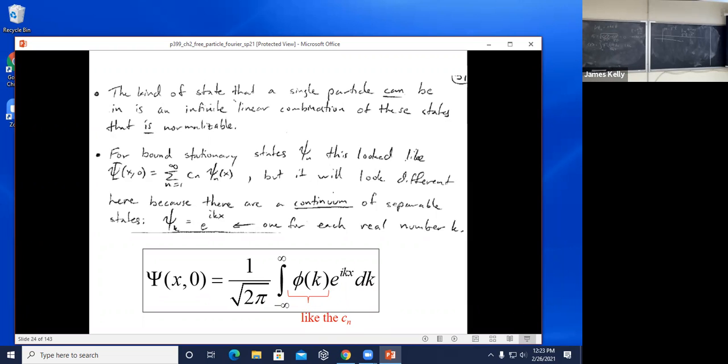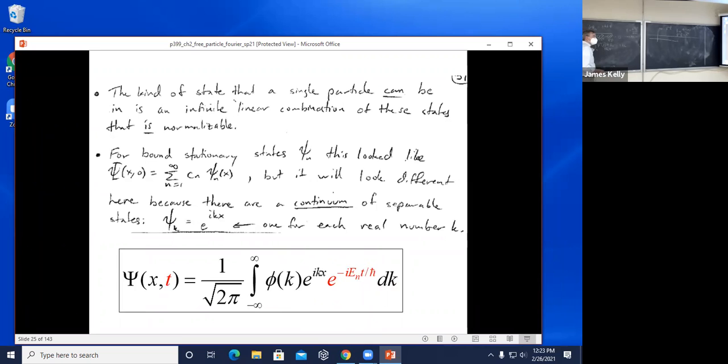The 1 over root 2 pi, don't worry about it. It's just a conventional thing we put out in front. You could think of it as being part of the phi of k, right? It's just part of a big coefficient that's going out in front of this. So the phi of k's are like our c_n's, and Griffiths calls it phi of k. That's pretty common notation in quantum mechanics.